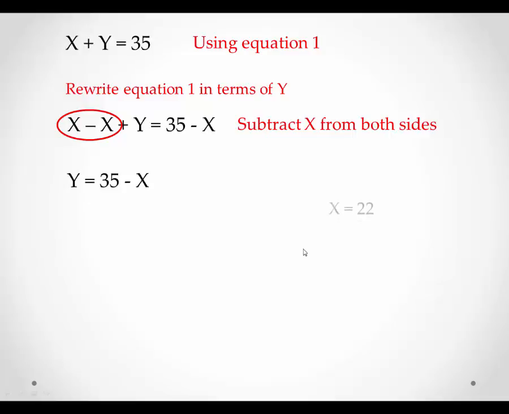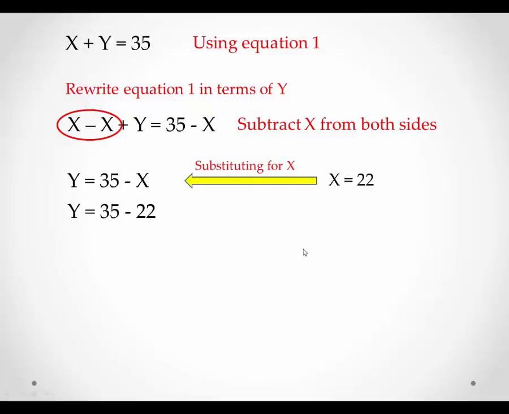From here, we can plug in the value of x into the equation so that we will now have y equals 35 minus 22, and this will result in 13. So y now is equal to 13. So the two numbers, the two unknowns, become x equals 22 and y equals 13.